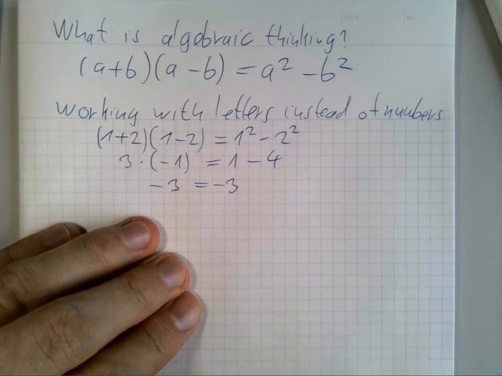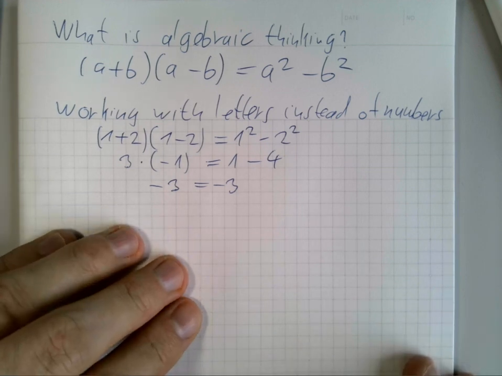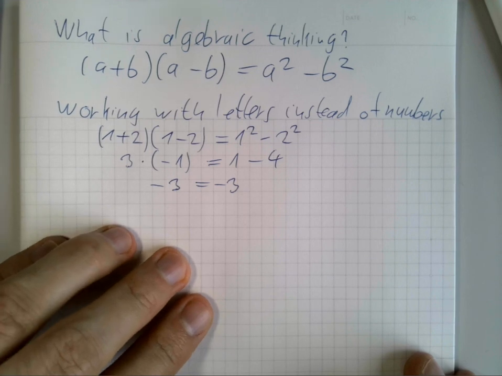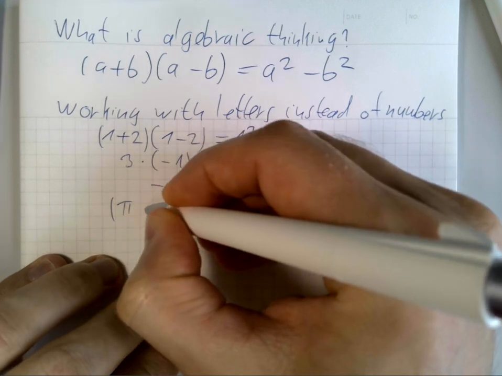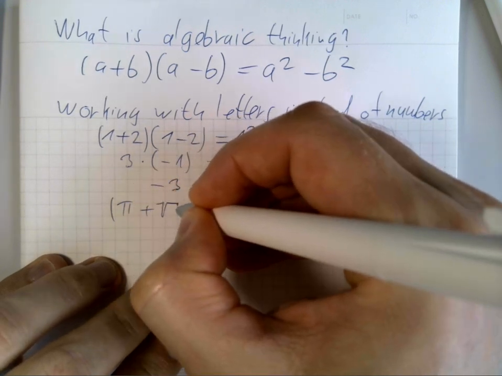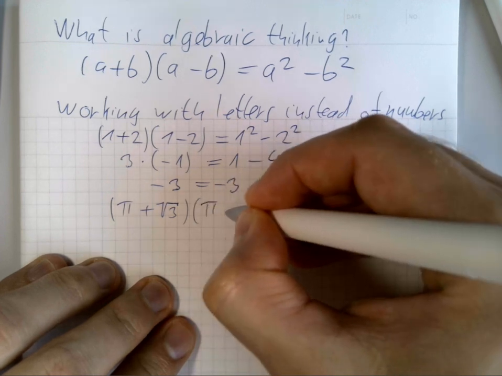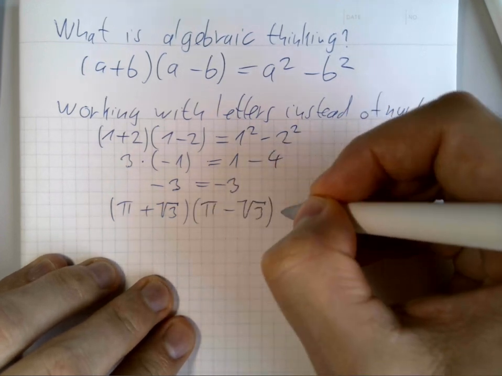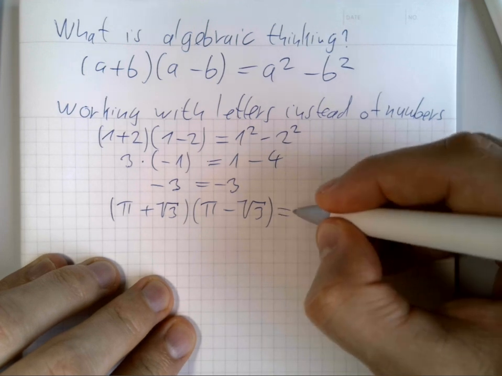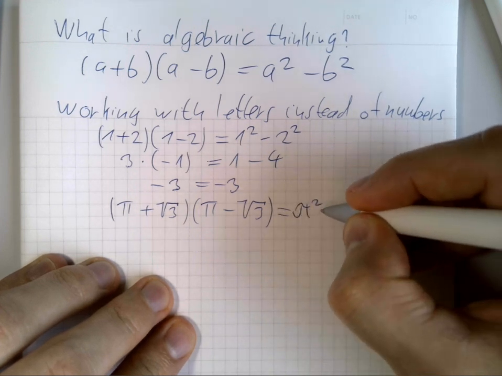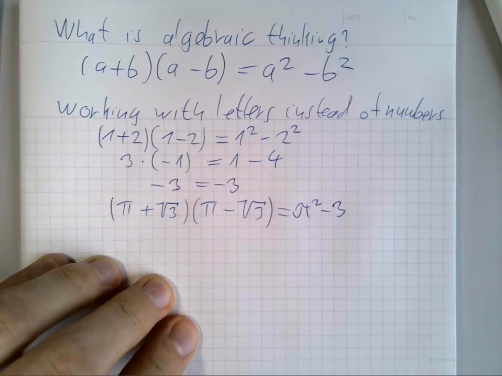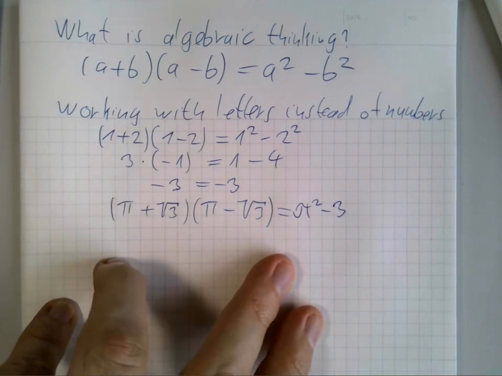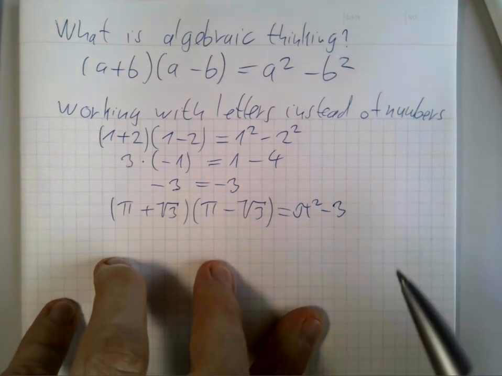But I can do something else. A and B can be any real numbers, so I can write that (pi plus the square root of 3) times (pi minus the square root of 3) is certainly the same as pi squared minus 3, because that's the square root of 3 squared, and so on. So this is another true statement.